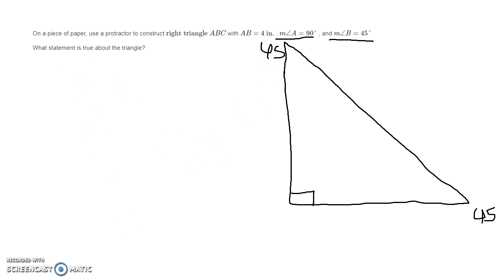And it says, what statement is true about this triangle. Oh, and I'm supposed to label these A, B, C. So A is the 90-degree angle, and then B and C.